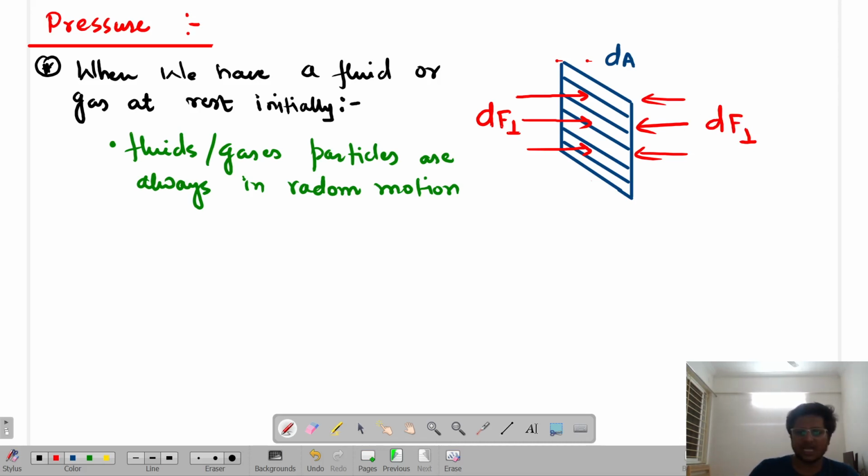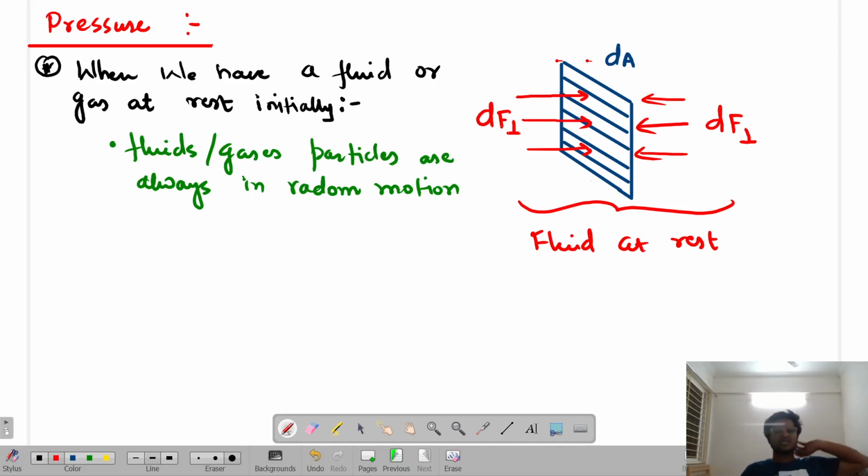So this application of perpendicular forces is in this way. Means if we can see the fluid is at rest, then the forces are balanced out, as the force from one side and the force from the other side. Is that clear? Or not? Although the particles are in which kind of motion? Random motion. Are you able to get me?